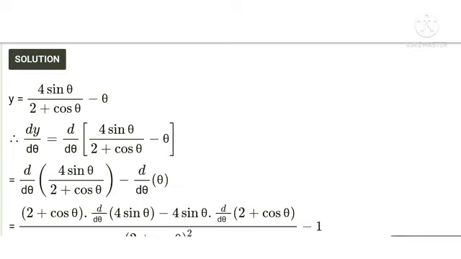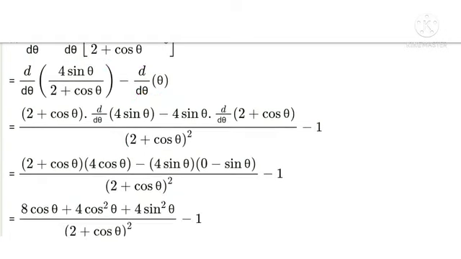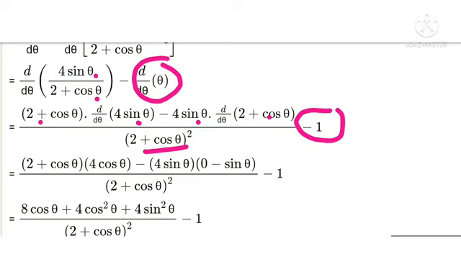Differentiate with respect to theta. You get dy by d theta is equal to d by d theta of 4 sin theta upon 2 plus cos theta, minus theta. Here you take the separate derivative of 4 sin theta upon 2 plus cos theta, minus the derivative of theta with respect to theta. Here you use the quotient rule: denominator into derivative of numerator minus numerator into derivative of denominator, upon denominator square, minus the derivative of theta, which is 1.